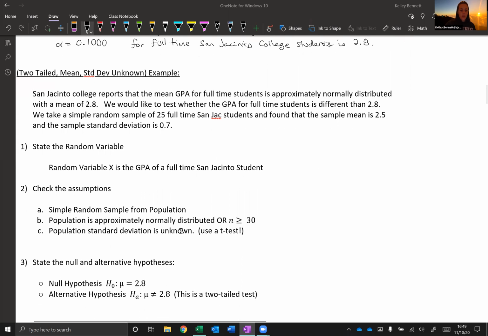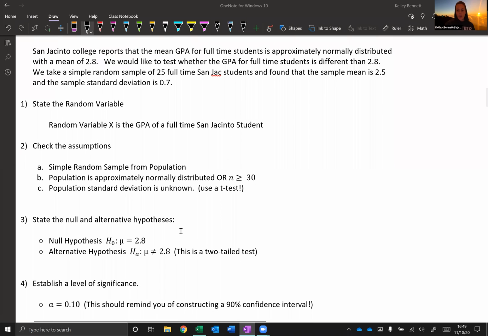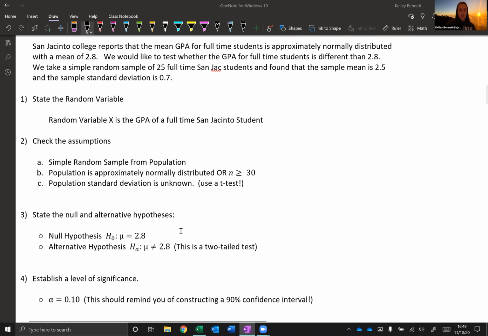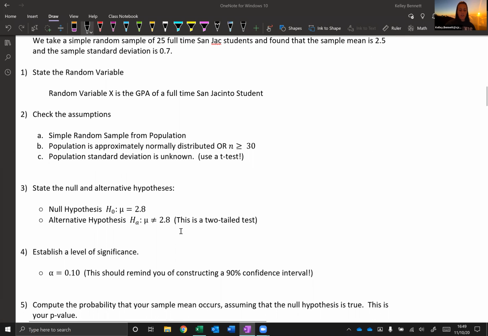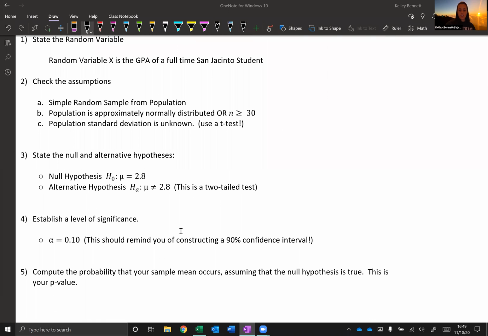All right, we've got our null and alternative hypotheses. Hasn't changed. We're still doing mu not equal to 2.8 as our alternative, which means that we're using the two-tailed test. We're still going to use our alpha equals 0.1 for our level of significance. You might see this written as use alpha equals 10% or test at a 10% level of significance. Those all mean the same things.